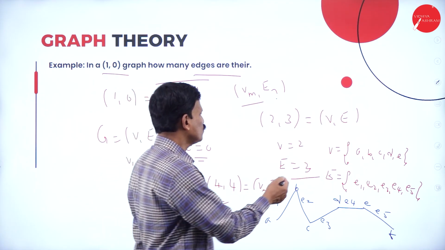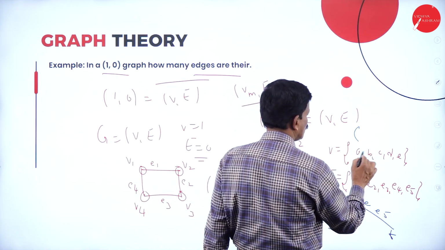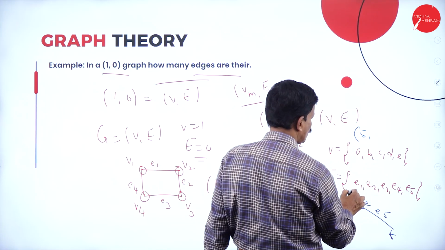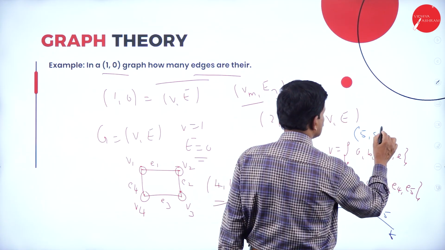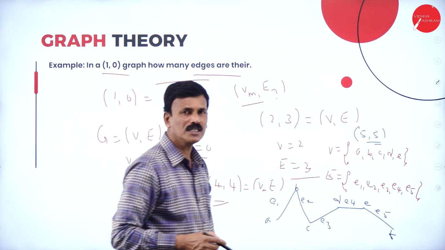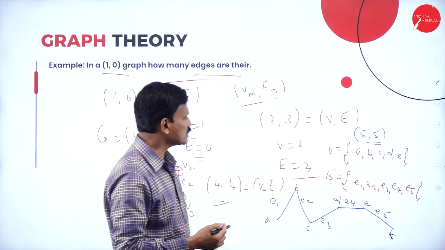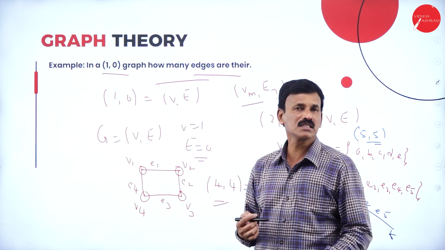So how many vertices does this contain? 1, 2, 3, 4, 5 vertices and 1, 2, 3, 4, 5 edges. 5 comma 5. That's it. Now let us come to a few definitions in graph.